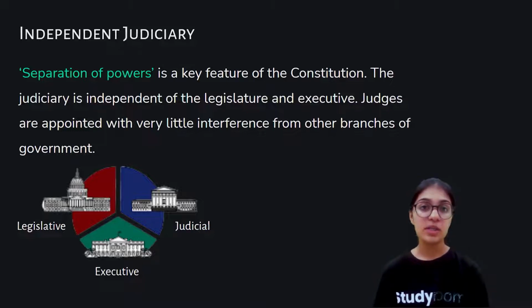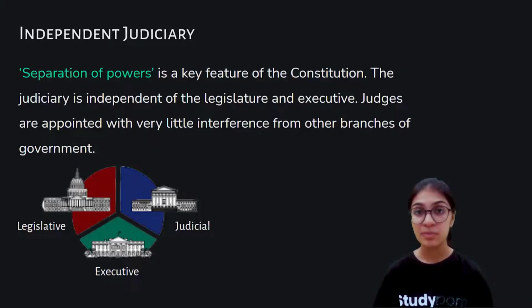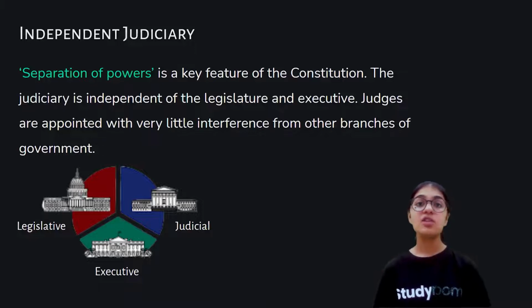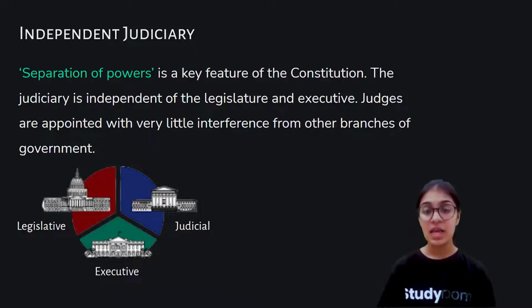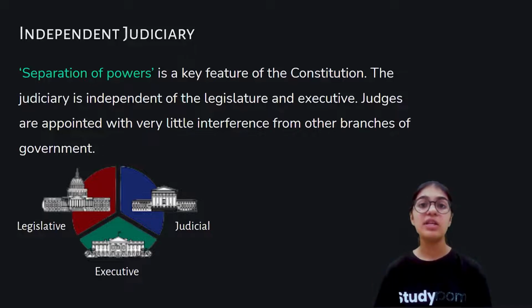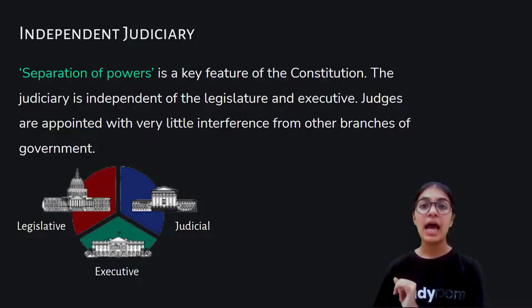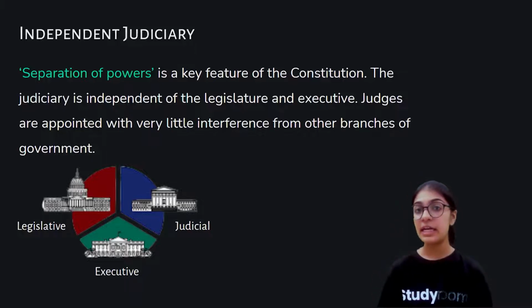So these are three organs of the government, and all three organs are different entities. Neither of these organs interferes in each other's responsibilities and work. So this makes each of the organs independent of each other. And thus, it is quite evident that if neither of these organs interferes in each other's responsibility, this makes the judiciary an independent organ, and the legislature and the executive independent organs.